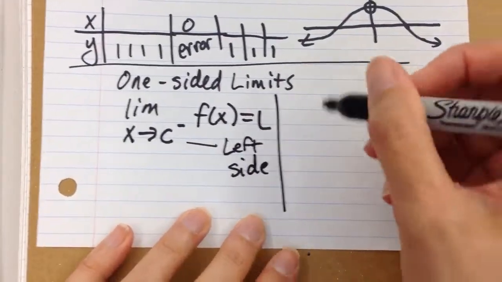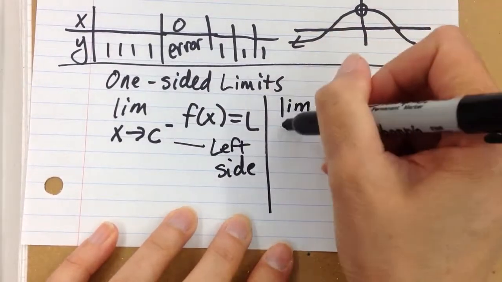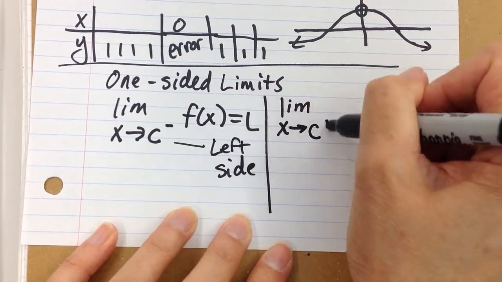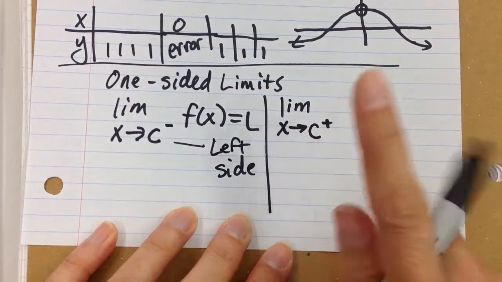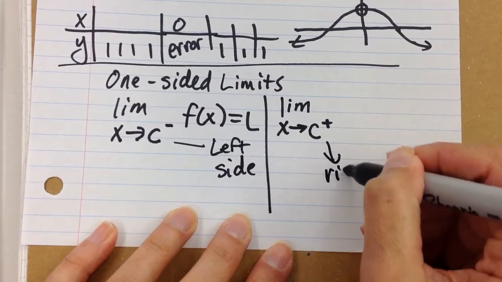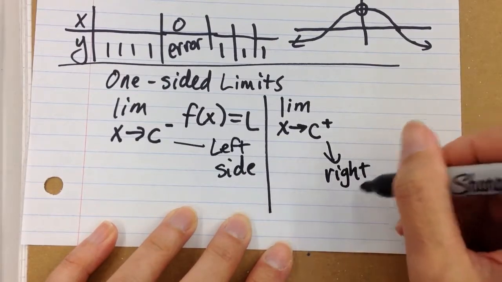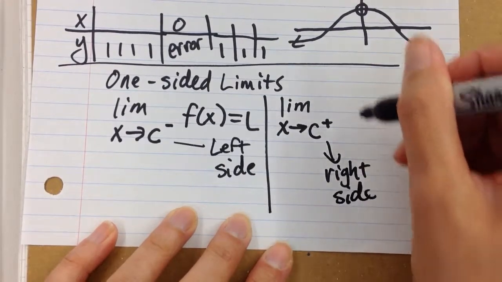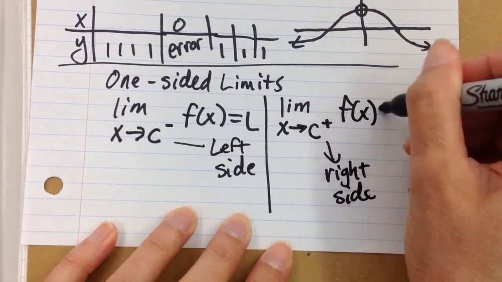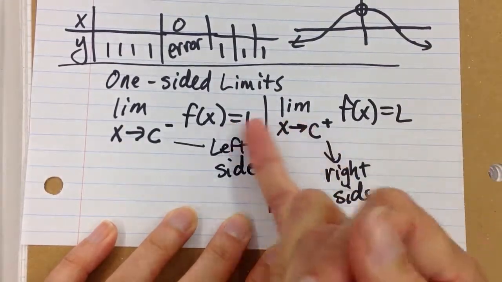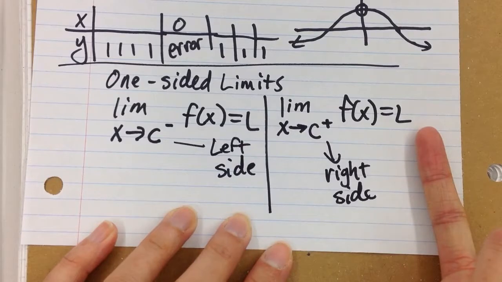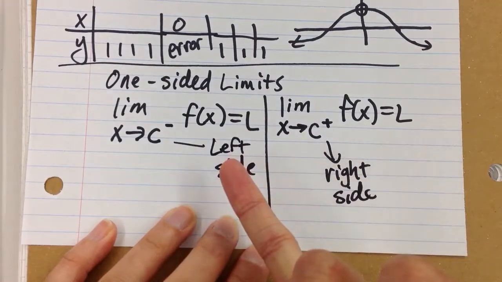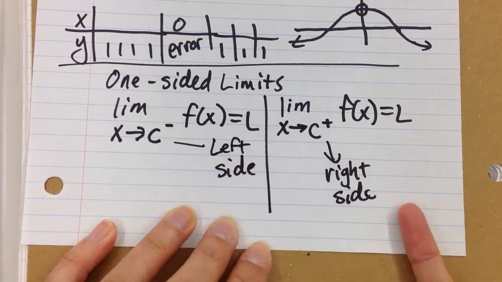If I want to talk about the right-sided limit, I do the opposite. I put the limit as x approaches c from the right. So I put a plus there. So that means that's the right side, the right-handed limit of whatever function we have. F of x is a different number, or it could be the same number, right? So we have the left-handed limit and the right-handed limit.